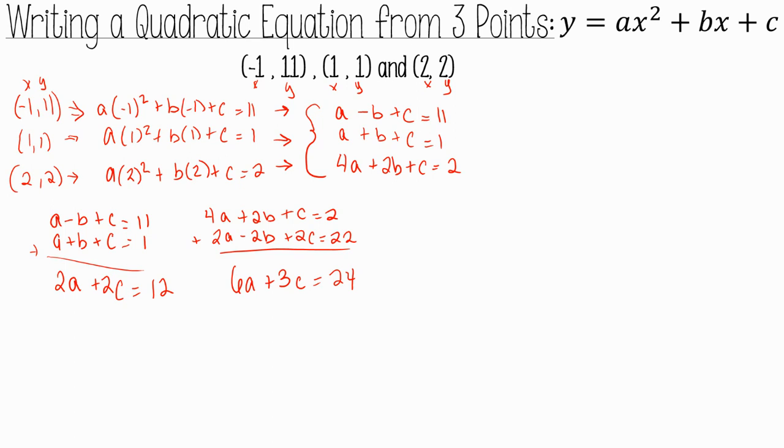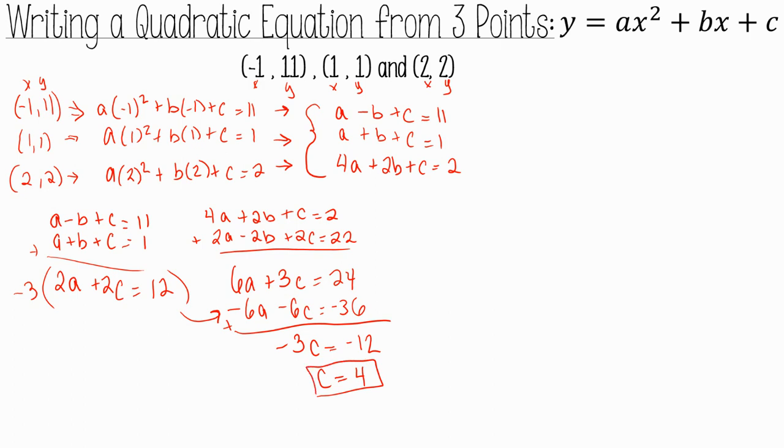And you could get rid of c or a, but in this case, when I pair these together, I'm actually going to try to get rid of a. So what I'm going to do is multiply this equation by negative 3. So I'll get negative 6a, negative 6c equals negative 36. Add these together, my a's cancel. I get negative 3c equals negative 12. So c ends up equaling positive 4.